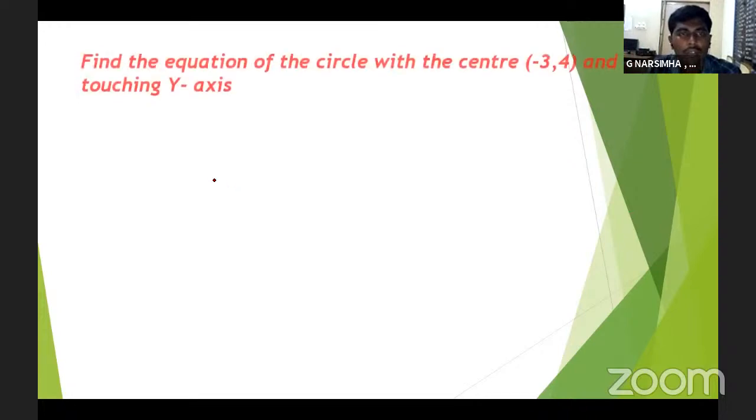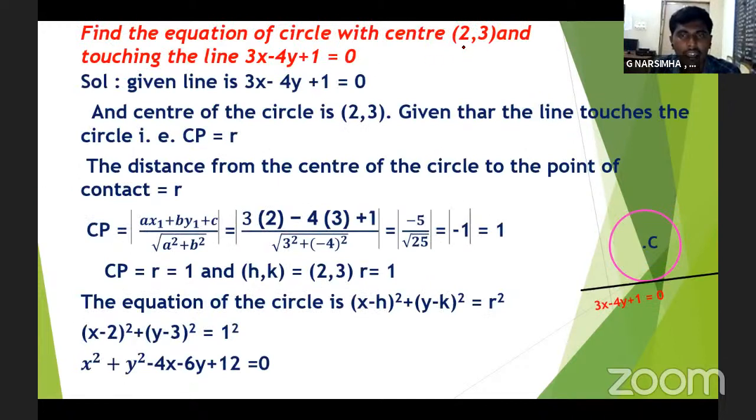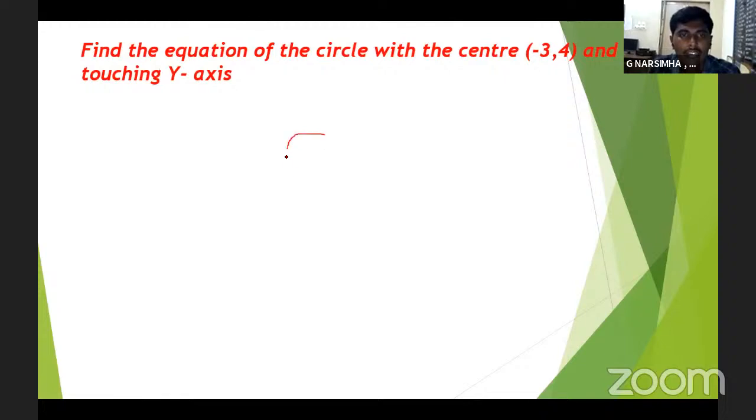Okay. Now we are going to discuss one more problem. Find the equation of the circle with the center (-3, 4) and it touches the y-axis. In the previous question, it touches a line: find the equation of the circle with the center (2, 3) touching the line 3x minus 4y plus 1 equals 0. In that question, a center is given and it touches the line. But in the present question, a line is not given, but the required circle is touching one of the coordinate axes, that is the y-axis.